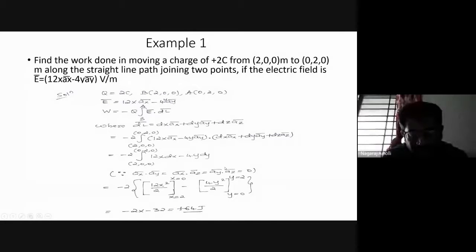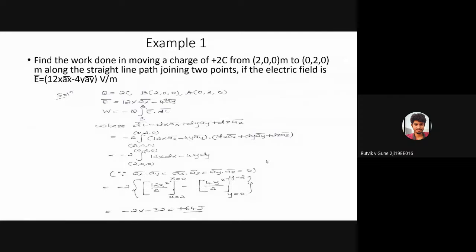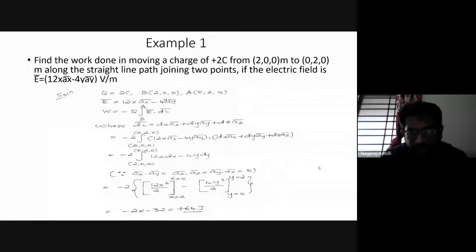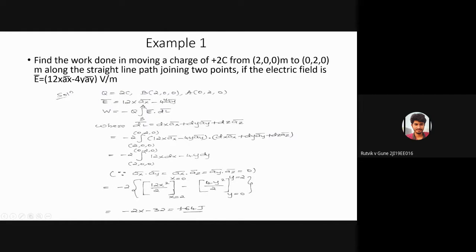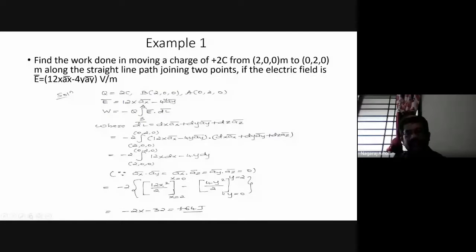Yes, how much will you get? Yes, please. Rohan, Timsani. Rohan is here. Rutvik, Gune. Yes, sir. How much are you getting for this part? Minus 4y square by 2. Calculating, sir. Calculate it and tell me. Yes, use your calculators.